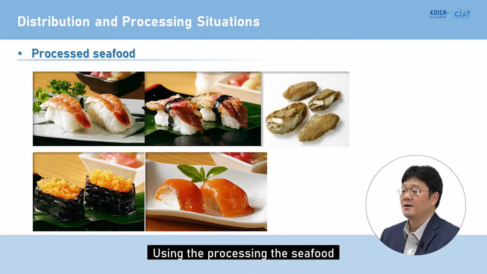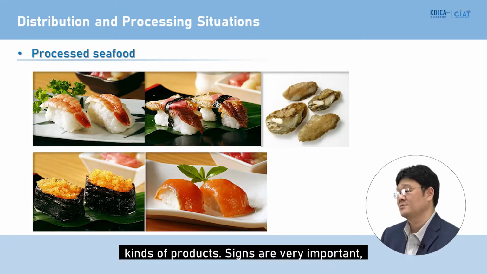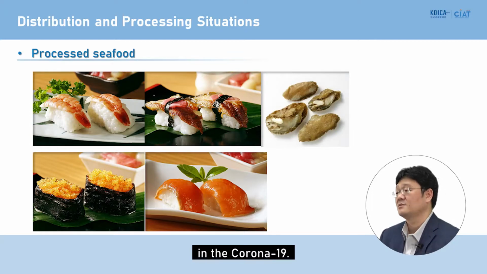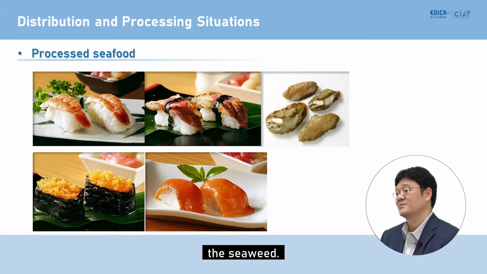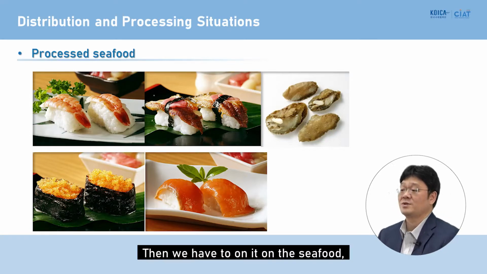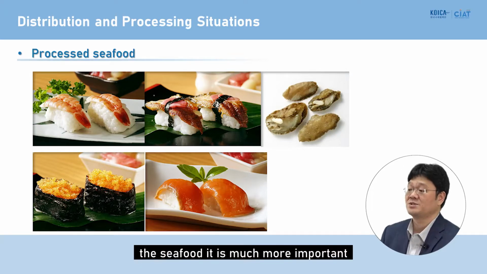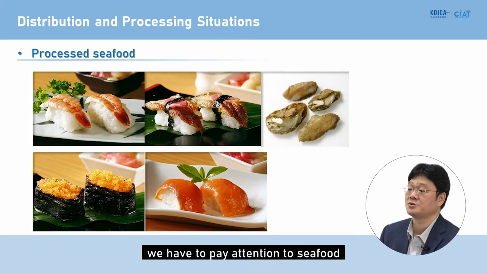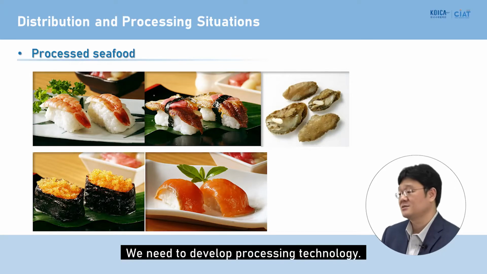So by processing the seafood, we can also develop different kinds of products. This is very important, especially nowadays with Covid-19, when going to the market is really difficult. We need to process the seafood, so that just using a microwave, we can have the seafood. Processing seafood is much more important than just selling in the market. That's why we have to pay attention to seafood processing, to commercialize and increase the value. We need to develop processing technology.